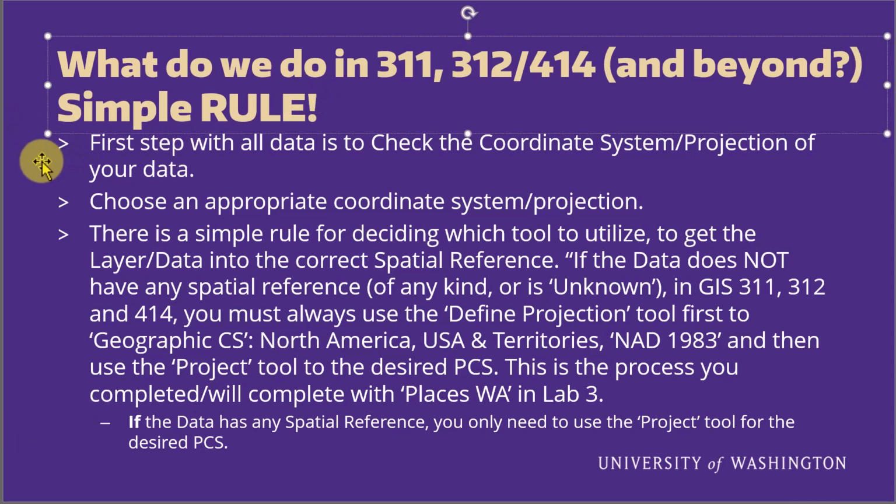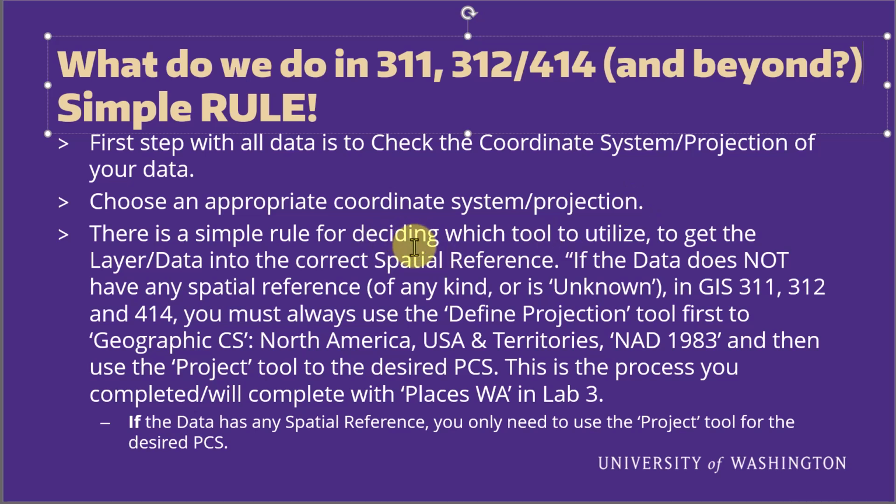There's a simple rule. The first step with all data is to check the coordinate system and projection of the data. It may have both, it may only have one. If it only has one, it'll be a geographic coordinate system. From there, you choose an appropriate coordinate system and projection for your mapping or GIS needs.